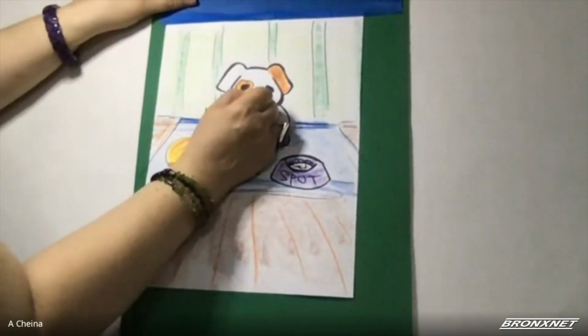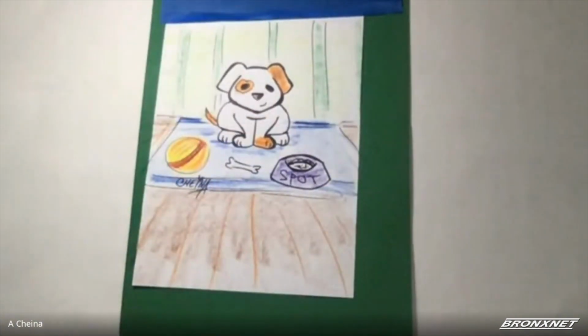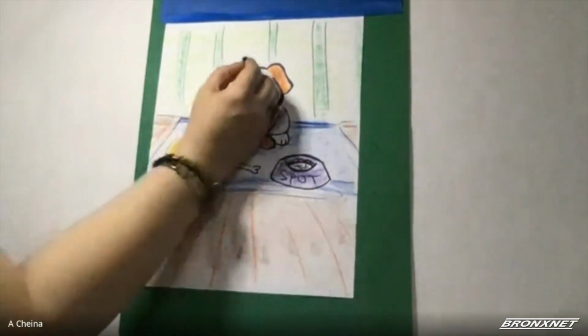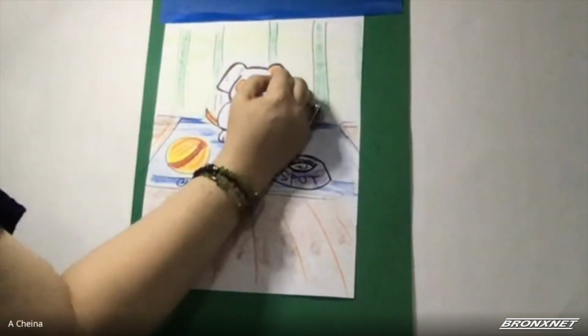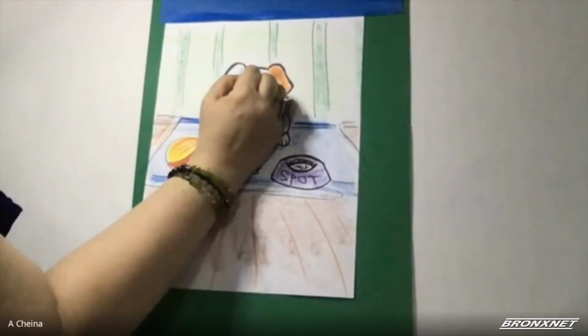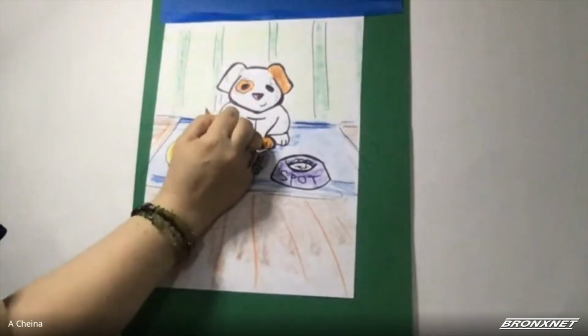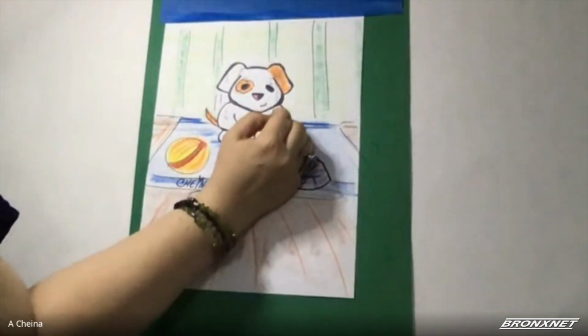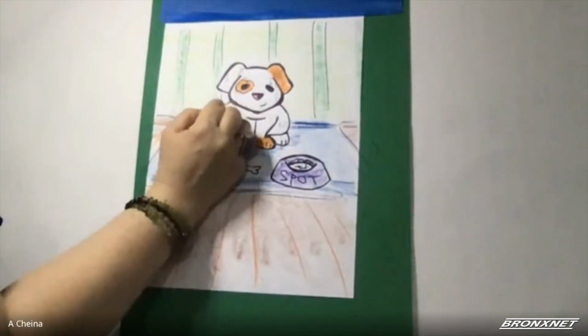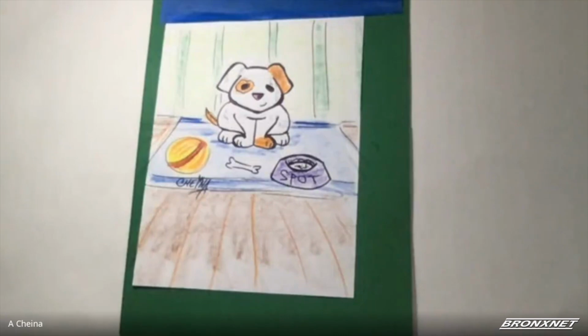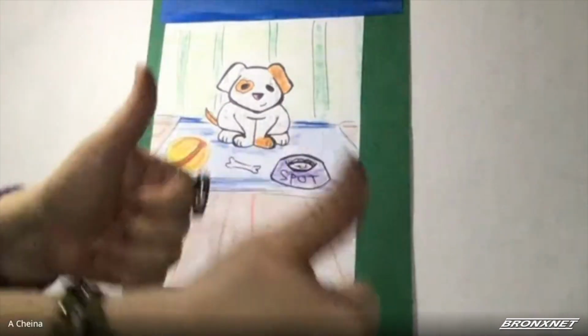Pink nose. And I might just leave him white like this. Why not? Somewhere in my crayons I had a black one. Just a little fur. That's it. Cutie patootie. Done.